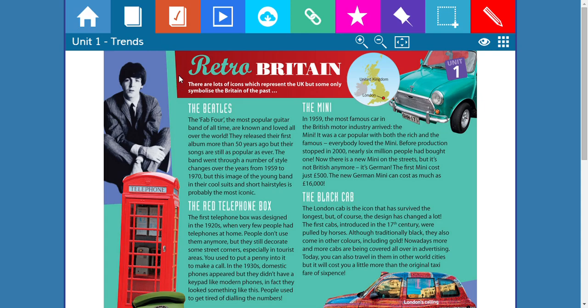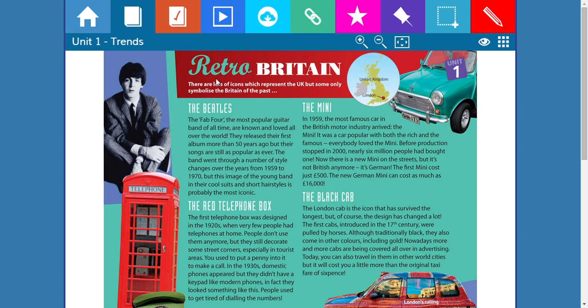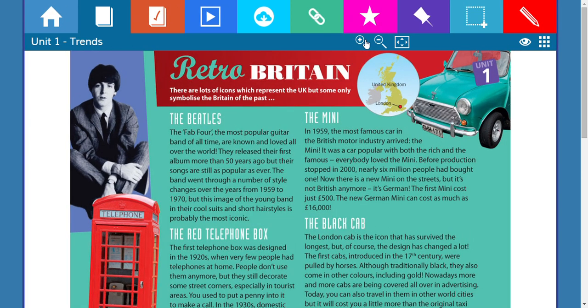Okay? Now, we're going to continue with our book. We will continue in Unit 1, Trends. Okay? Page 15, as you can see. And the topic for today is Retro Britain. When we talk about Britain, we talk about England, no? So here I can see United Kingdom, London. This is the map. Okay, so we're going to focus on London or the United Kingdom.